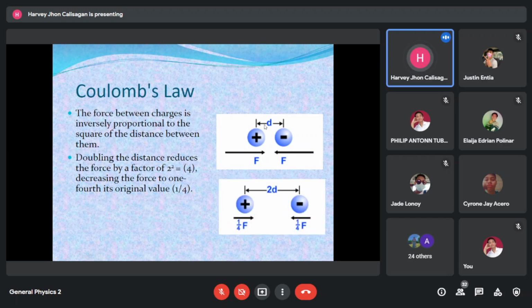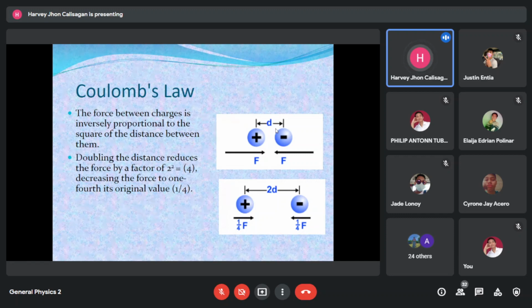So if we will not be doubling the distance, if we will be sticking to the distance, without doubling the value of the distance, we will have the relationship between charges. We will be focusing the idea here on the amount of charge and then the force. But if we will be doubling the factor, by doubling the distance, you will see in the illustration that it's affecting the result of the force and also the function of the two charges.